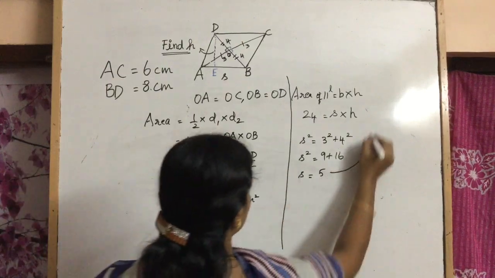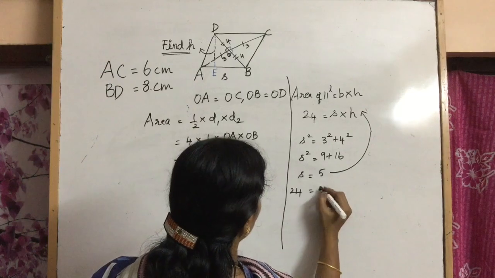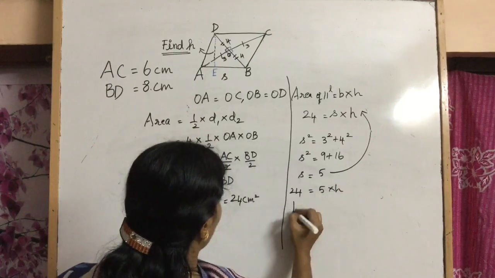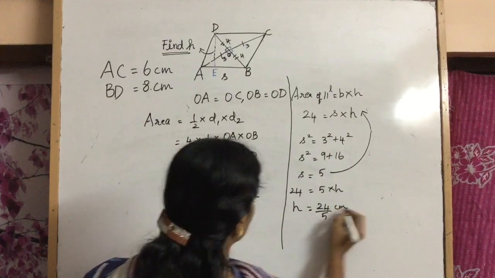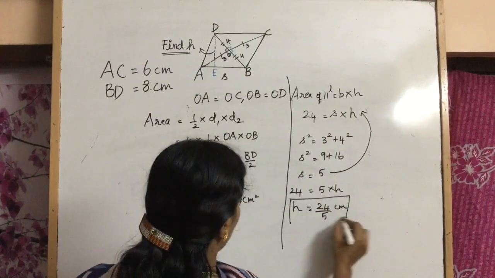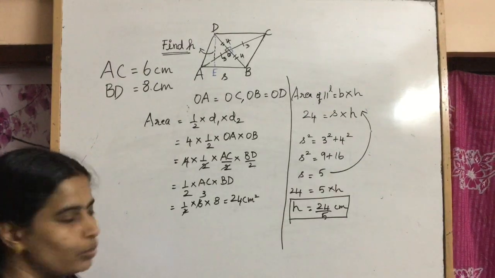So substituting this value here, we get 24 is equal to 5 into H. So H will be equal to 24 divided by 5. And that is the answer. So this is a very easy way of understanding the concept.